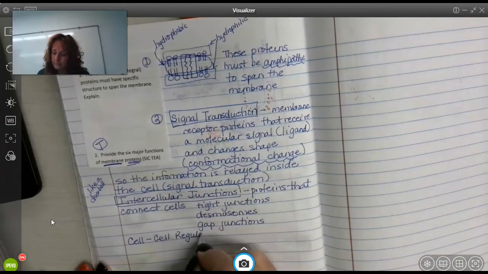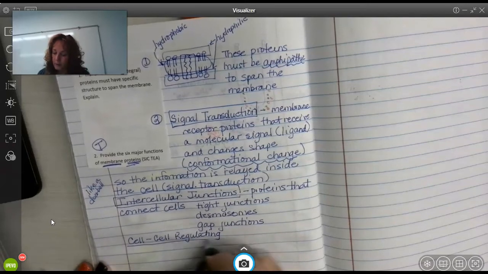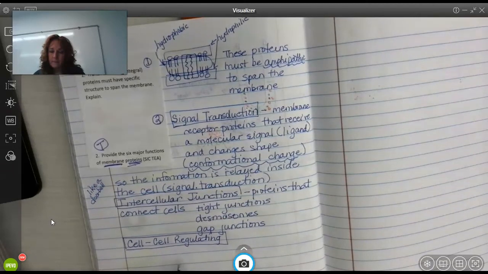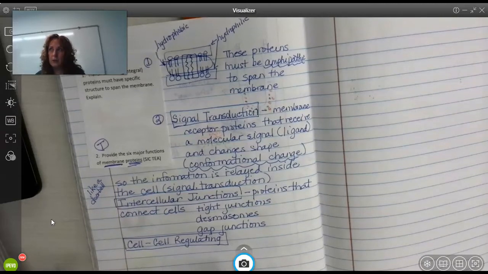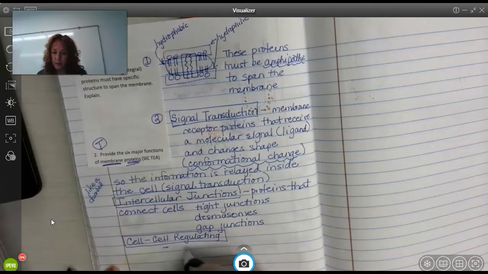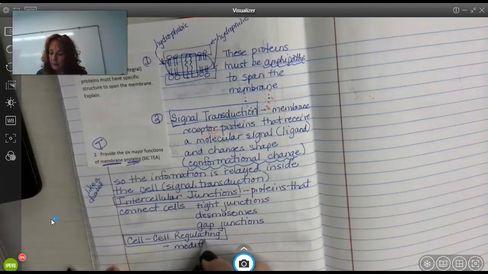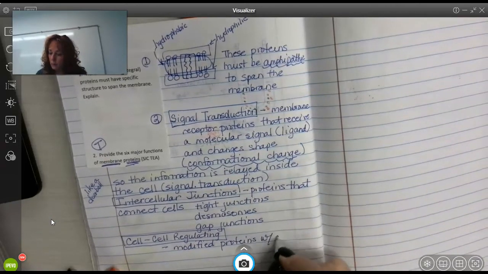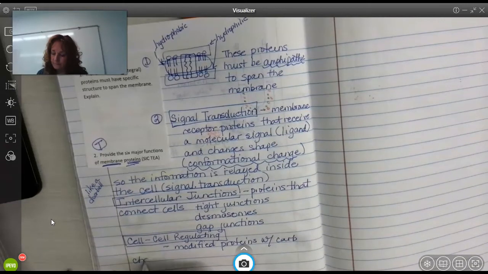regulating. So proteins are involved in regulating how cells know what type of cells each thing is. Like they present, is what the word's called, a tag that's going to identify them as a specific type of cell. So there are modified proteins, and they're going to have carbohydrate chains. These are called glycoproteins.